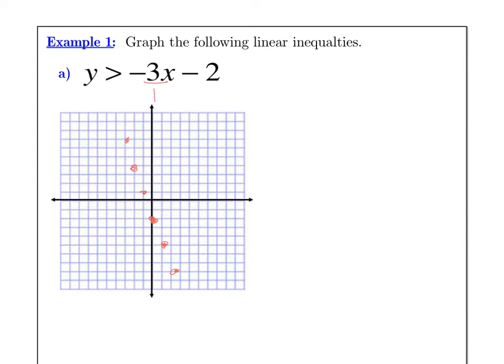Okay, and now, before I draw my line, I have to think to myself, do I want a solid line or a dotted line? Because I do not have an equal to bar underneath my inequality, I just have a greater than symbol, that means I want a dotted line. So I'm going to go ahead and draw my dotted line.